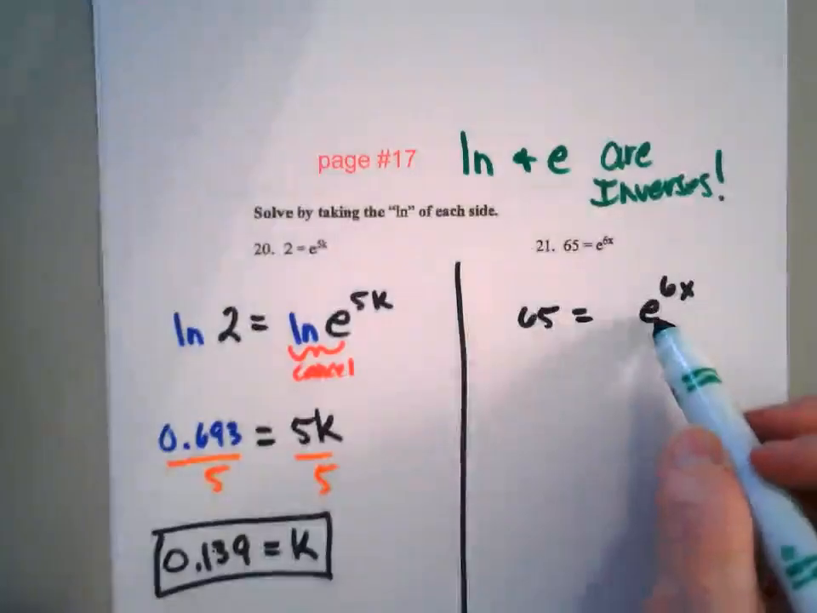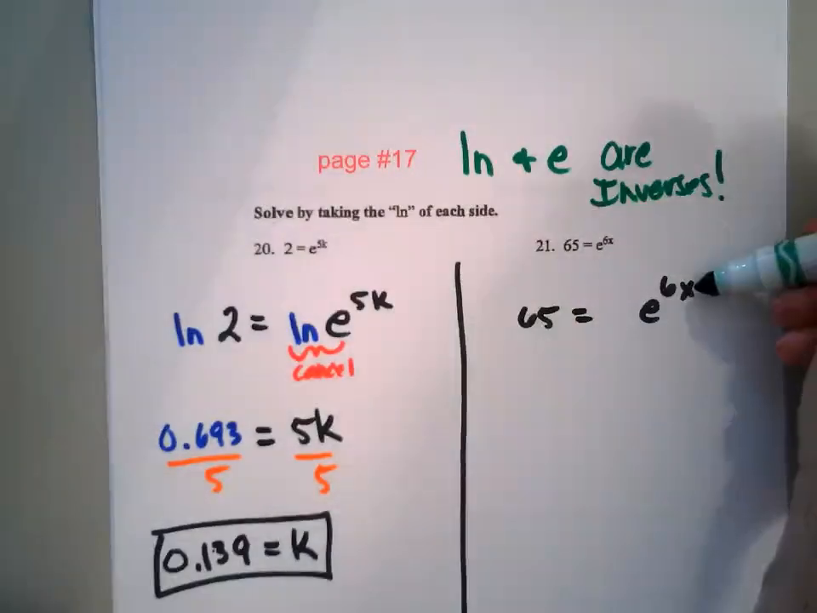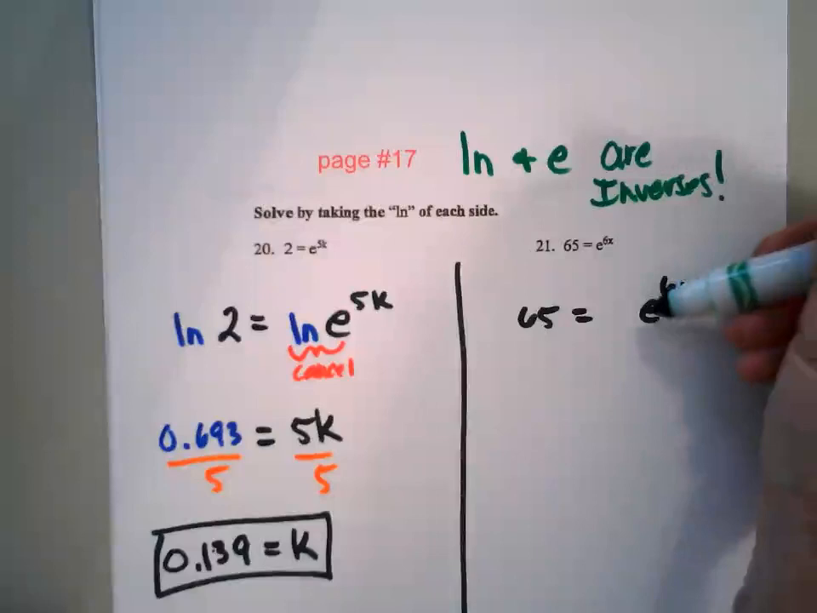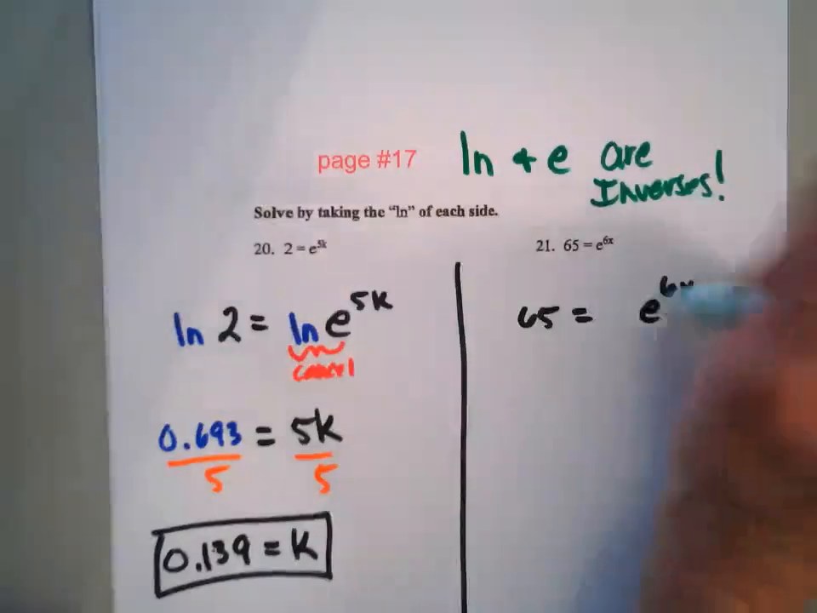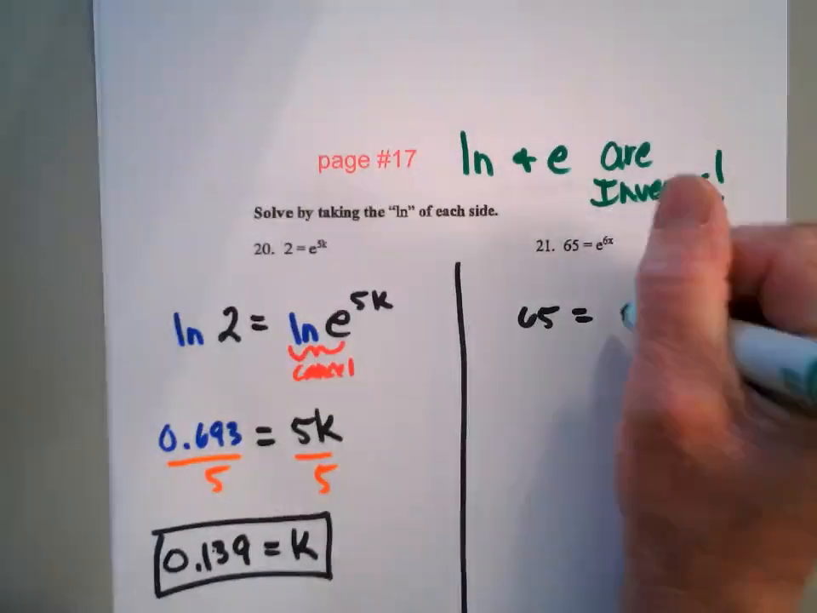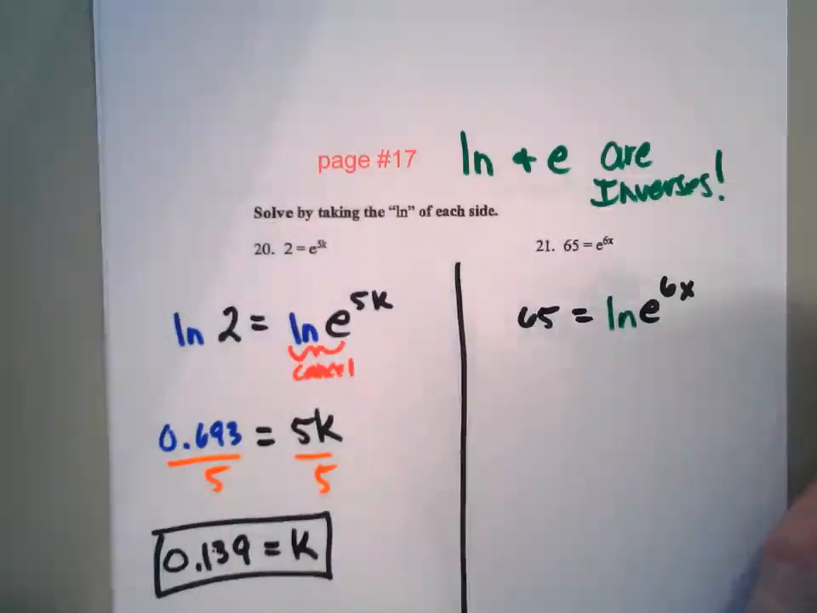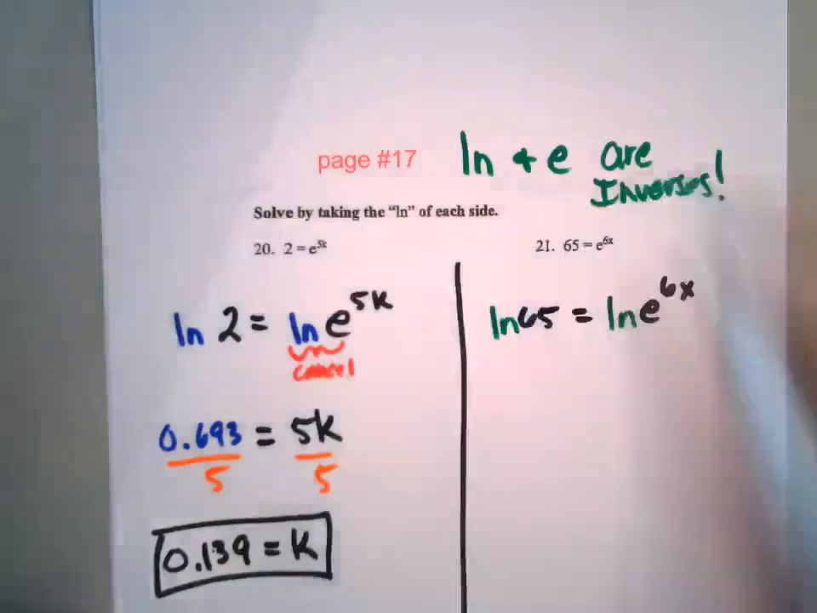Okay, what is it that cancels an E? Remember, our goal is to get X by itself. So we want this 6, we want this E, we want all this stuff to go away. Well, what's first? The E is. So we got to get rid of the E. We'll use a natural log because that's what cancels an E. Natural log both sides.